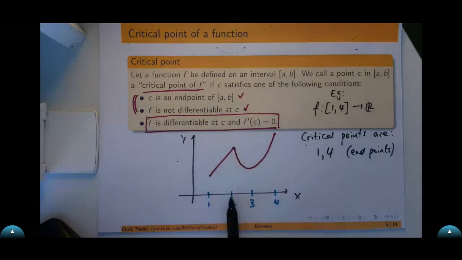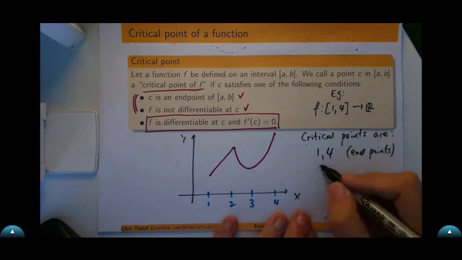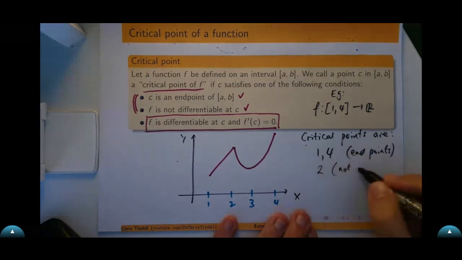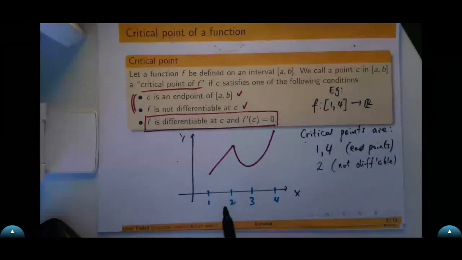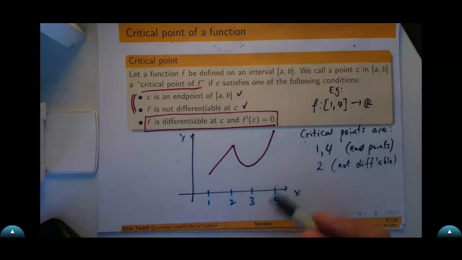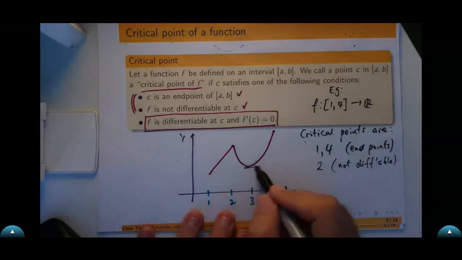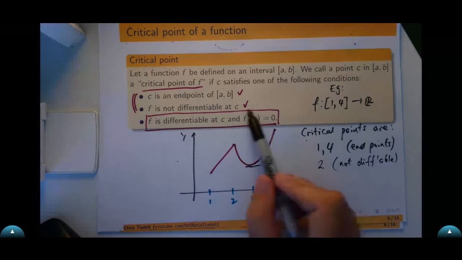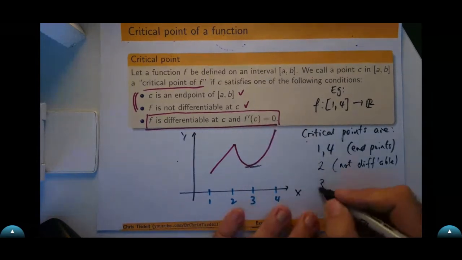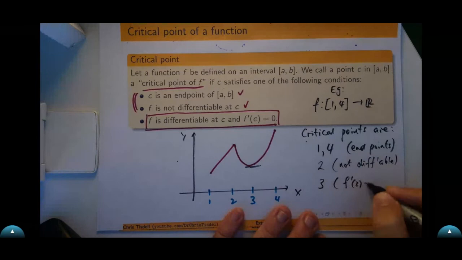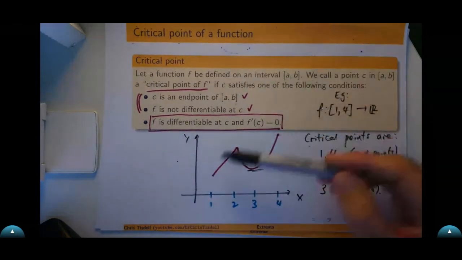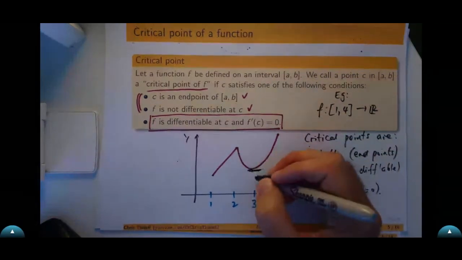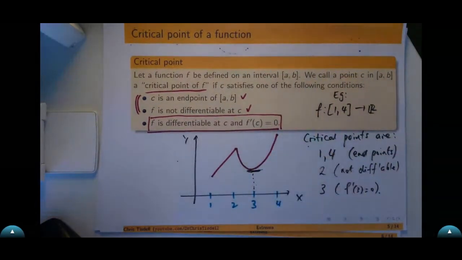Is there anywhere where our function is not differentiable? Yep, there's a spike there, there's a corner. So 2 is also a critical point. And there's another point here where the slope of the tangent is 0. In other words, this is satisfied. So these are the 3 different situations that you need to consider when you're finding critical points.